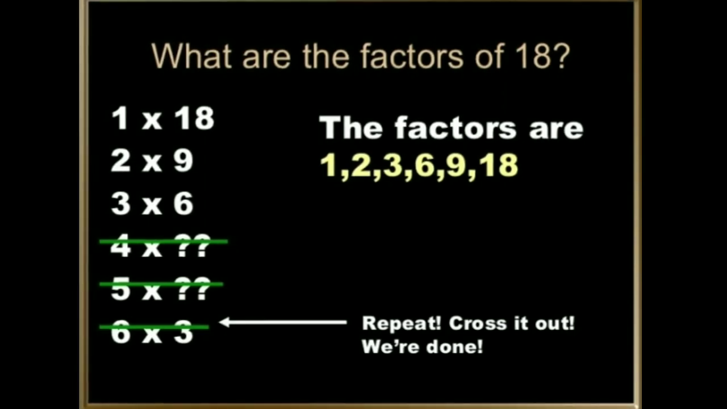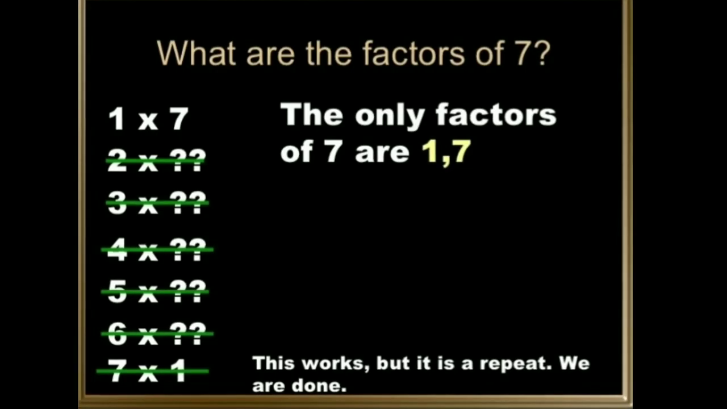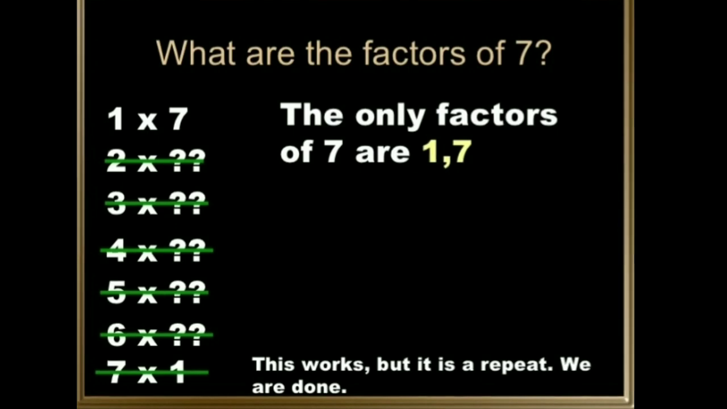Let's take one more example. Now what we have to do? We have to find the factors of 7. Now first is 1 into 7. As you know, 1 is always a factor of every number. So 1 and 7. After that, table of 2, no 7 will come.